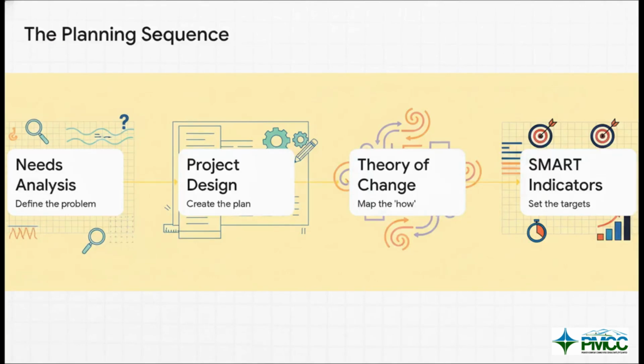And this planning phase follows a really logical sequence. First, you have to understand the problem you're trying to solve with a needs analysis. Then, you design the project itself, mapping out your theory of change, which is basically how your actions will lead to the desired change. And finally, you set your targets using what we call SMART indicators. See? Each step just builds right on top of the last one.